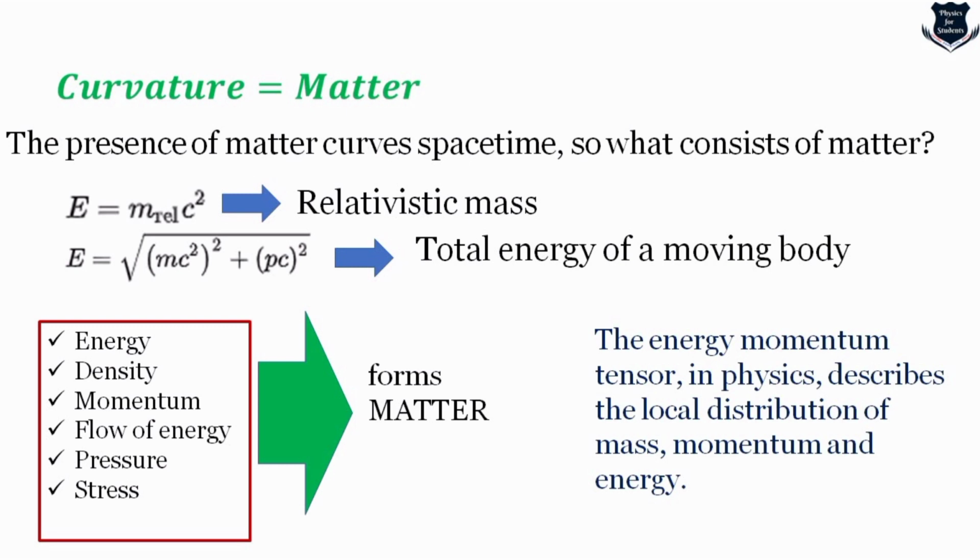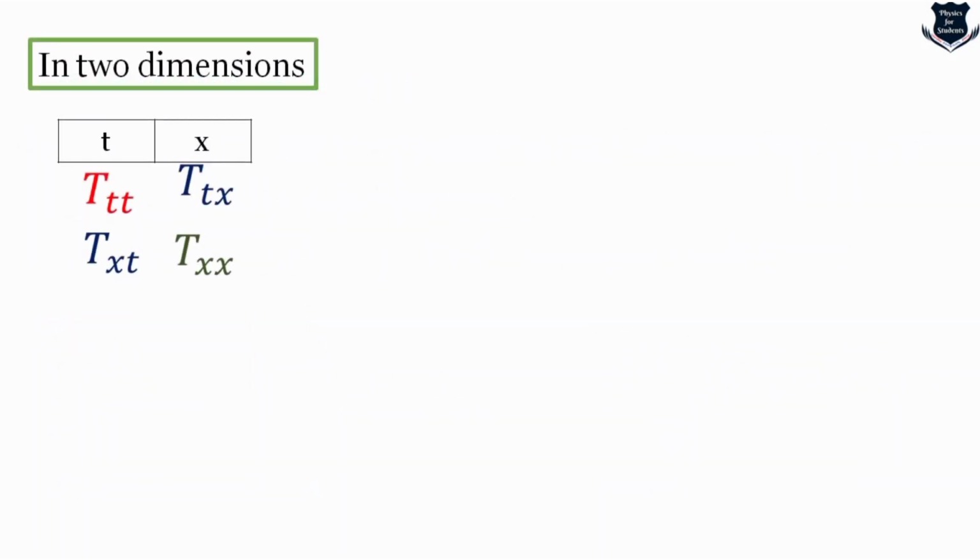So the energy momentum tensor in physics describes the local distribution of mass, momentum, and energy. A tensor, which we will soon discover what it is, comprises things which are local, and it comprises energy density, momentum density, flow of energy, pressure, and stress. In total, these functions lead to what is called matter. So this mathematical model describes the distribution of mass, energy, and momentum. One by one we will go forward and understand the different aspects of the stress energy momentum tensor, the way we understood the Einstein field equation.